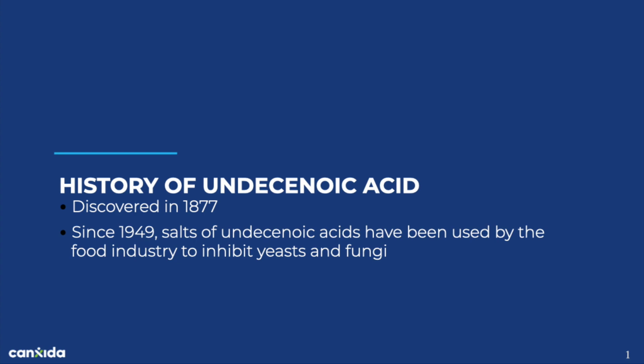Let's talk a bit about the history first. This stuff's not new. The antifungal nature of undecenoic acid has been known for quite a long time. It was first discovered in 1877, and since the 1940s, I think it was the late 1940s or early 50s, different types of undecenoic acids, different salts and esters of these acids, have been used by the food industry to inhibit yeasts and fungi. And by the medical industry, they've been used as well for antifungal drugs. In its present form, it's used in many over-the-counter topical antifungal medications. It's also used in personal care products.